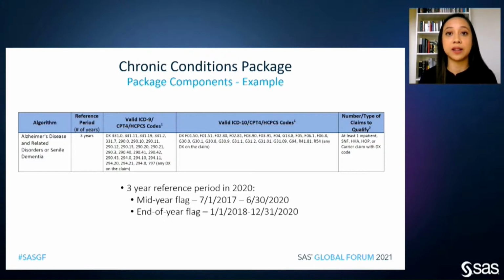You'll also see all of the valid ICD-9 and ICD-10 codes. In parentheses, it notes that any DX on the claim counts. This means that there's no requirement that it be a primary or secondary diagnosis on the claim. Finally, on the far right, it shows you all of the valid claim types and the number of each required. There's only one of any of the 5 required in order to count.